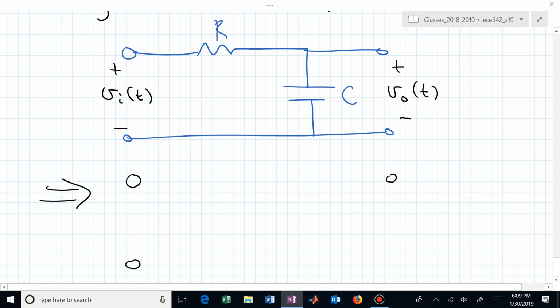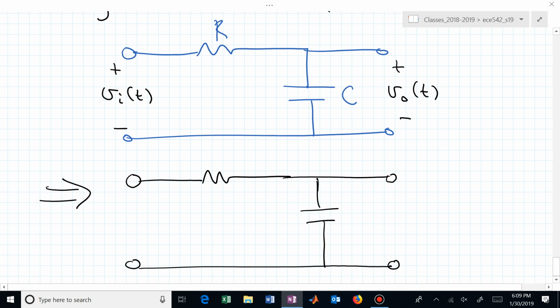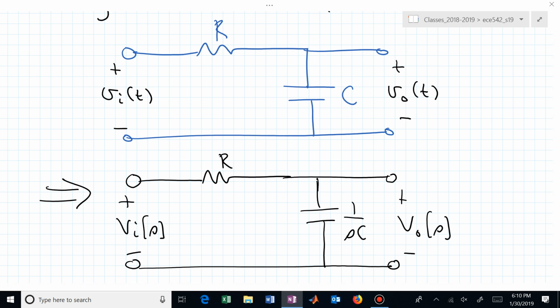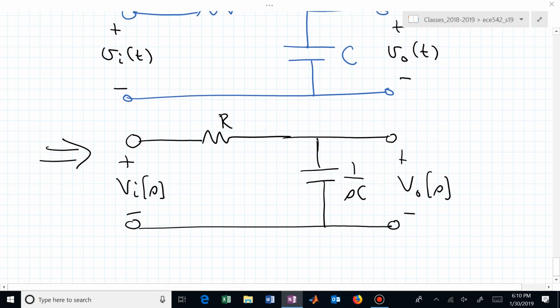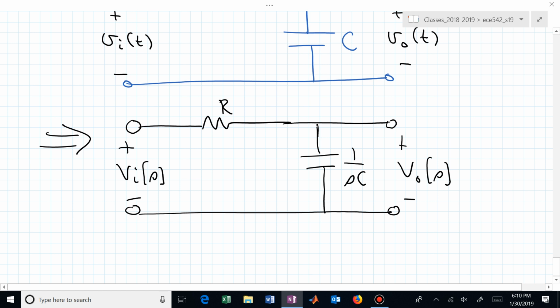I'll do the hard part. Four circles. No, structurally it looks the same. In the frequency domain, though, let me go ahead and replace those impedances with their complex values or expressions. The impedance of a resistor is just R. The impedance of a capacitor is 1 over SC. And now I want to find the transfer function between the input V sub I and the output V sub O.